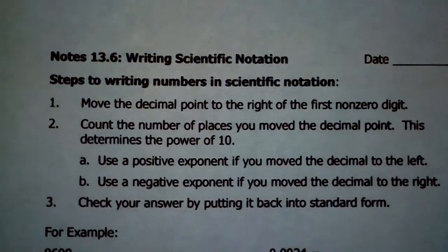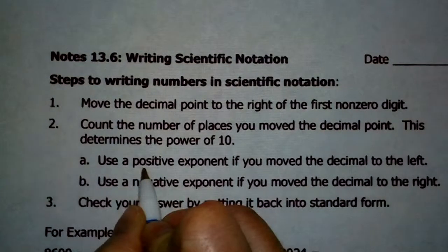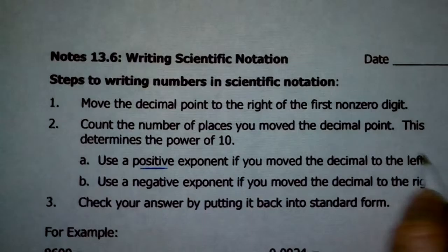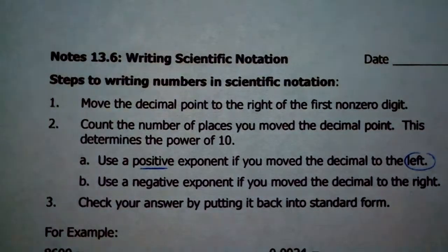Check your answer by putting it back into standard form. So basically in the last lesson that we did, we went from scientific notation to standard form. Now we're going backwards. We're going from standard form to scientific notation. That's why this can hopefully make sense that you'll use a positive exponent if you're going to the left because we're undoing what we did before. And when you undo, it's opposite. Again, negative exponent if you had to move it to the right. So let's try a couple of these.